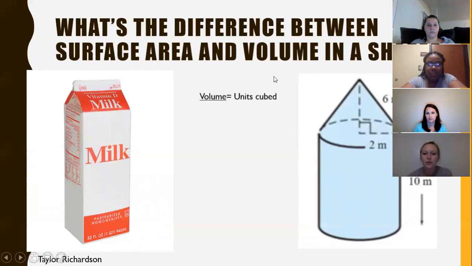When you're talking about volume, it will always be represented in units cubed, like centimeters cubed, meters cubed, or inches cubed. And when you're talking about surface area, it will always be represented in units squared, like centimeters squared, meters squared, and inches squared.